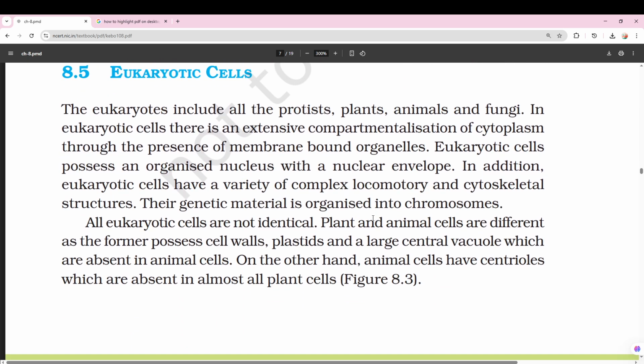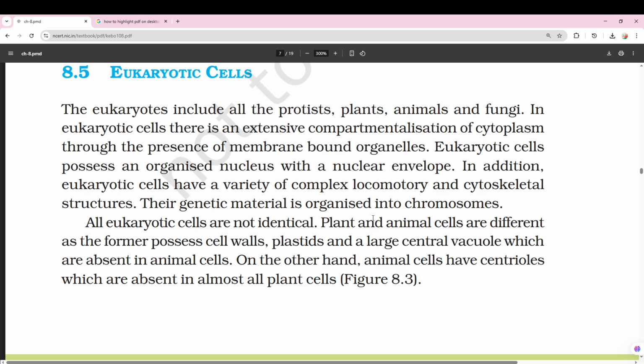Eukaryotic cells. The eukaryotes include all the protists, plants, animals, and fungi. In eukaryotic cells, there is extensive compartmentalization of the cytoplasm through the presence of membrane-bound organelles. Eukaryotic cells possess an organized nucleus with a nuclear envelope. In addition, eukaryotic cells have a variety of complex locomotory and cytoskeletal structures. Their genetic material is organized into chromosomes.